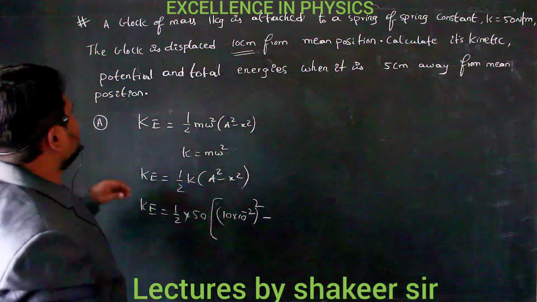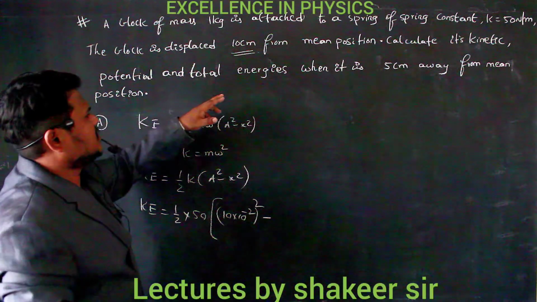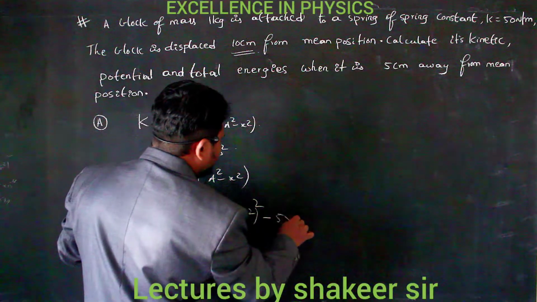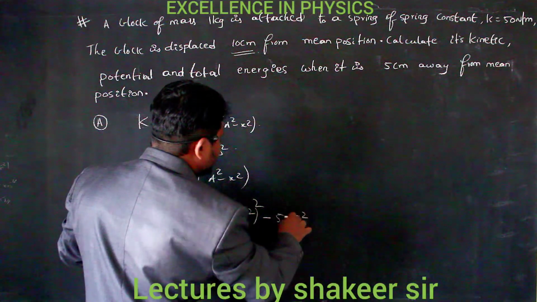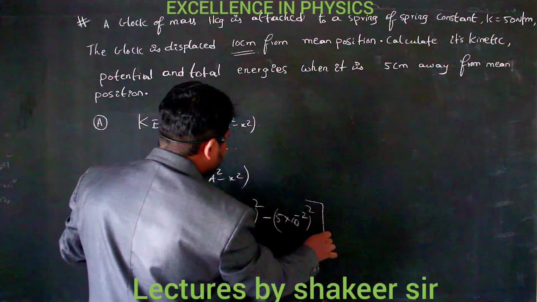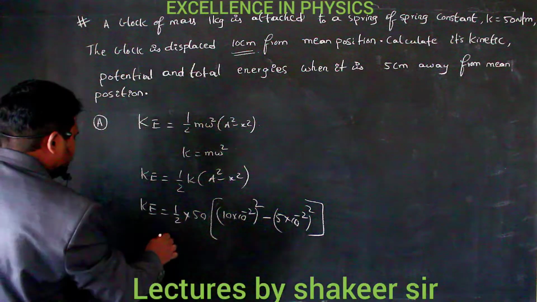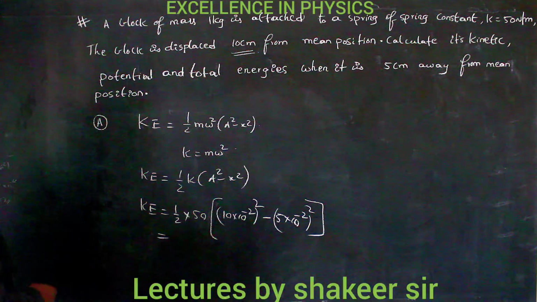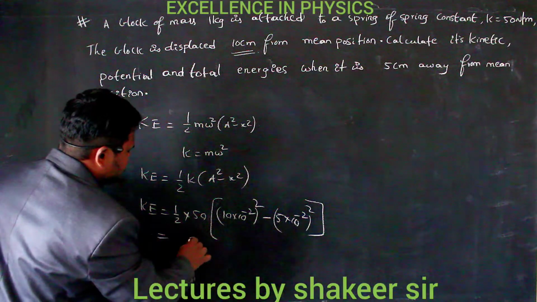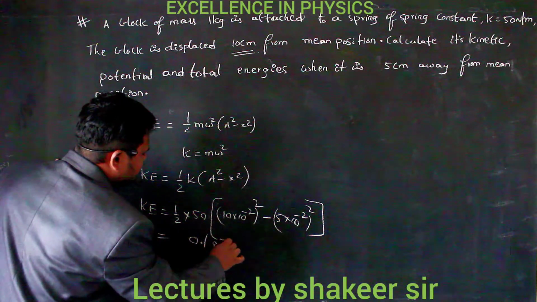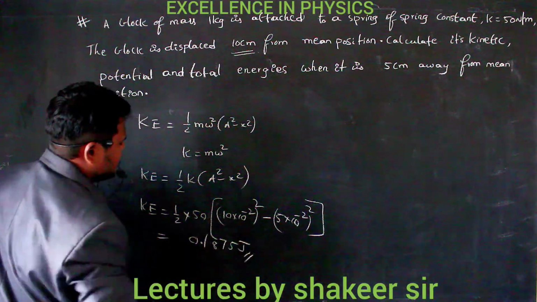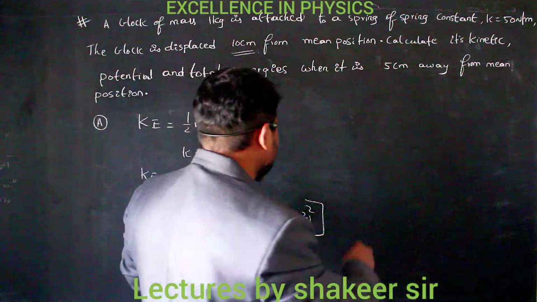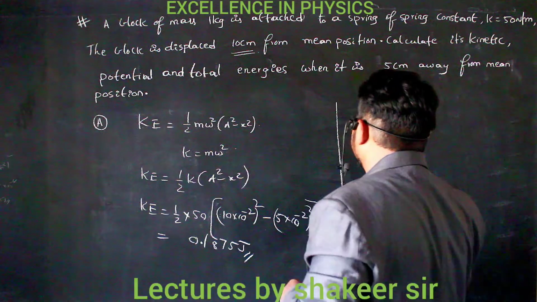X value is how much? Where he is asking us to find this energy is at 5 centimeter. So 5 into 10 power minus 2 whole square. Clear? So if I do this total calculation, then the kinetic energy which I will get is 0.1875 joules. So this is our answer. Clear?